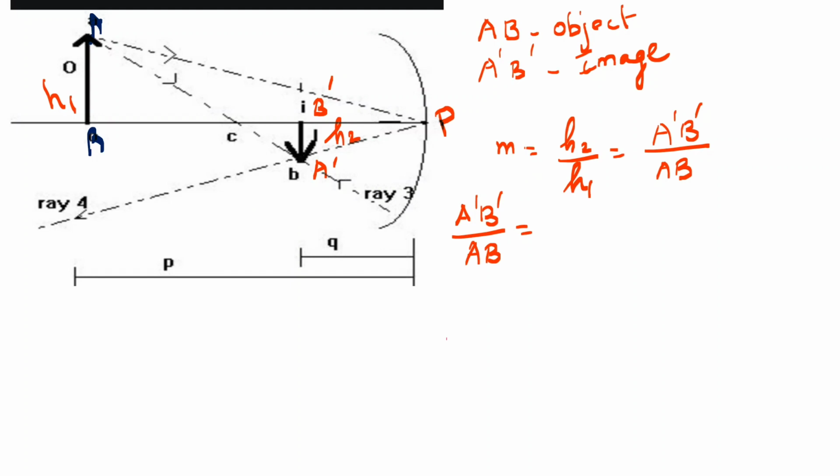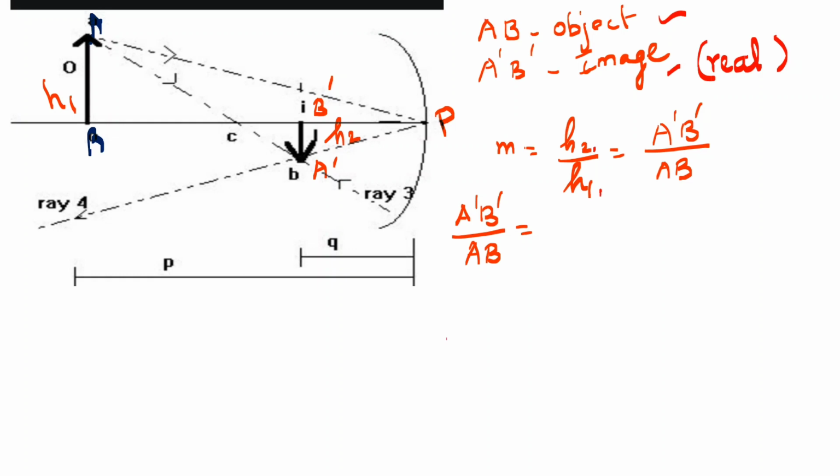This is the case we have taken in the previous class. Here AB represents the object and A dash B dash represents the image, and of course this is the real image. So we get the expression for the real image now. And as I told you, m is the ratio of the size of the image h2 by the size of the object h1. So m is equal to h2 by h1.